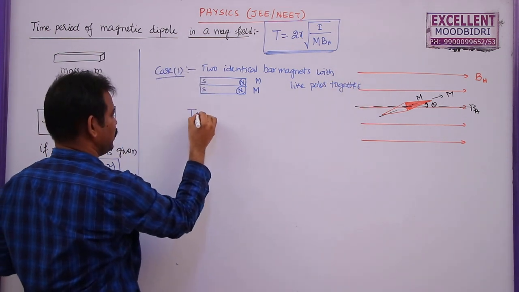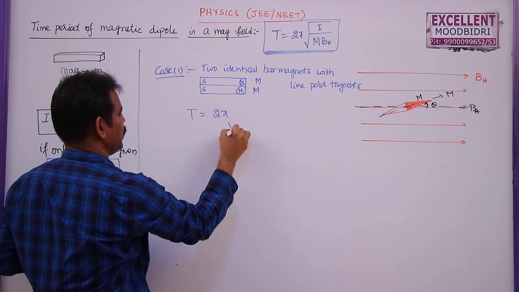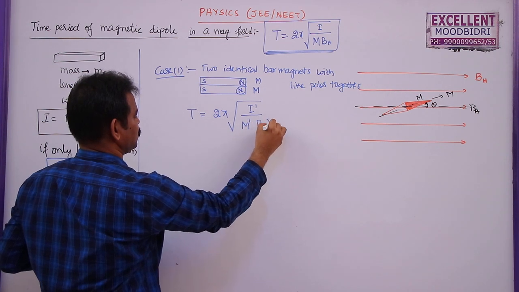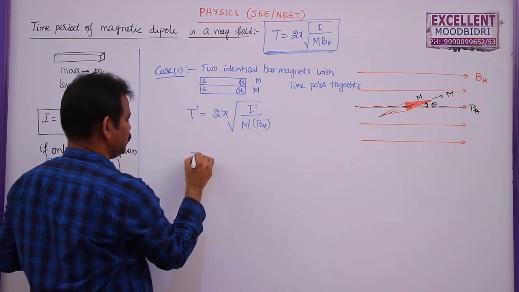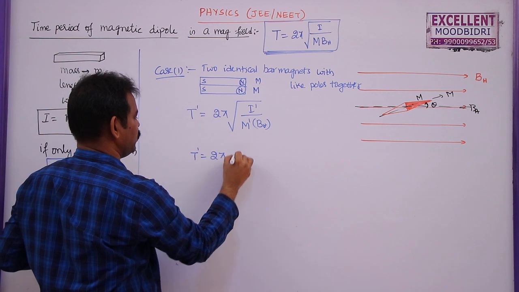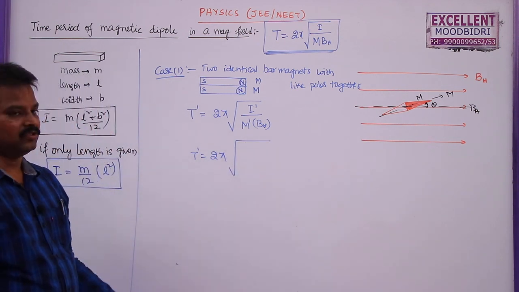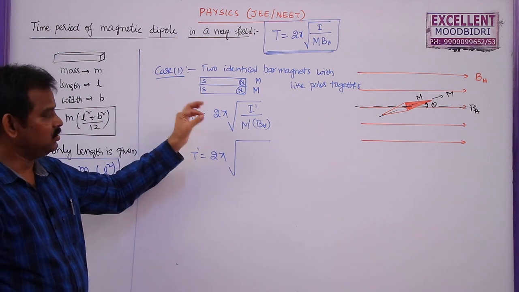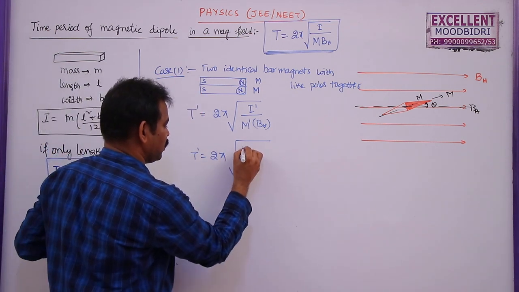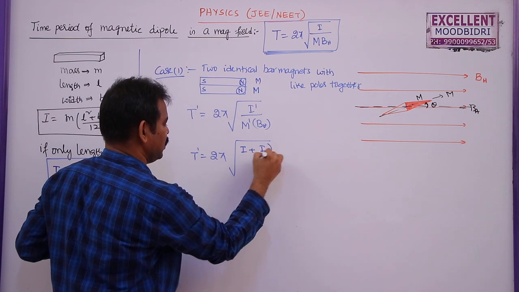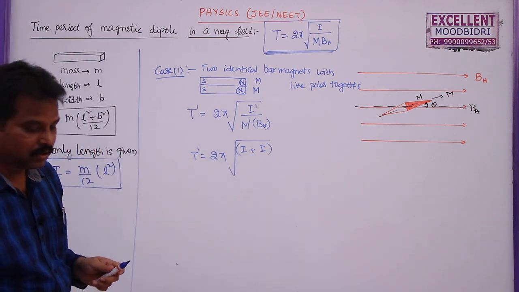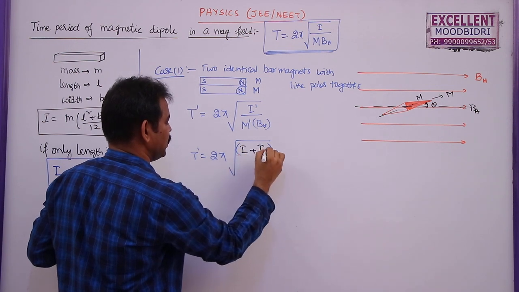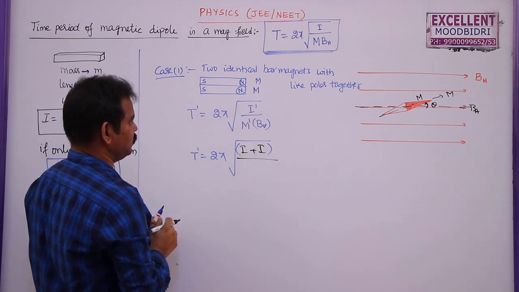Now what is the time period here? This is given by 2 pi root I dash by m dash bh. So I will take T dash. This will become 2 pi root, what is I dash? Moment of inertia of these two magnets. Moment of inertia is a scalar quantity, so I can write I plus I here. So the total moment of inertia of these two bar magnets will become I plus I. I directly can add them.